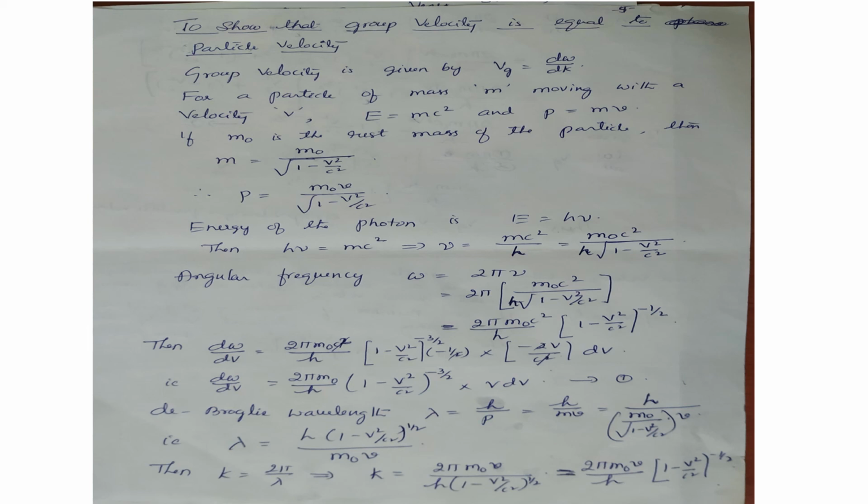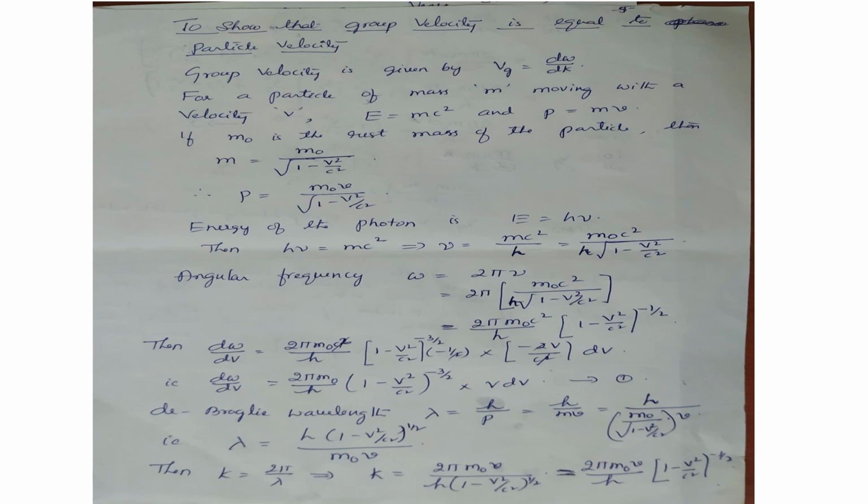Differentiation of minus v square by c square is minus 2v by c square. C square is constant there; differentiate v square, it is 2v dv. And you simplify. Here c square gets cancelled, 2 gets cancelled, minus minus becomes plus, so that d omega by dv becomes 2 pi m0 by h into (1 minus v square by c square) to the power minus 3 by 2 into v into dv. Let this be equation 1.